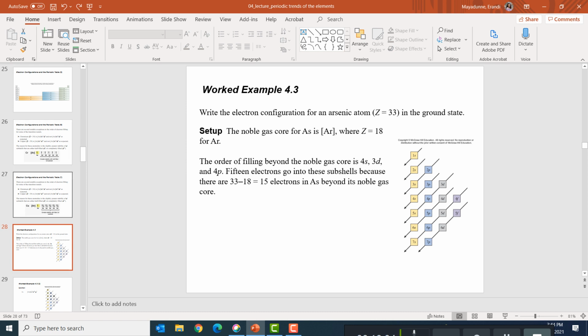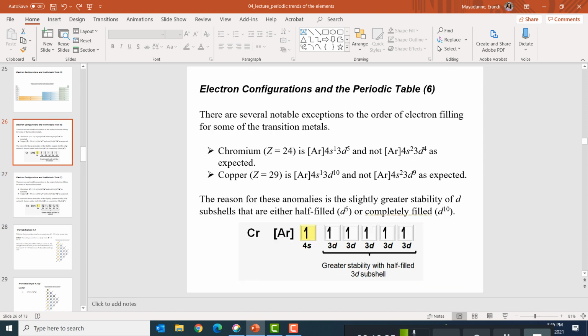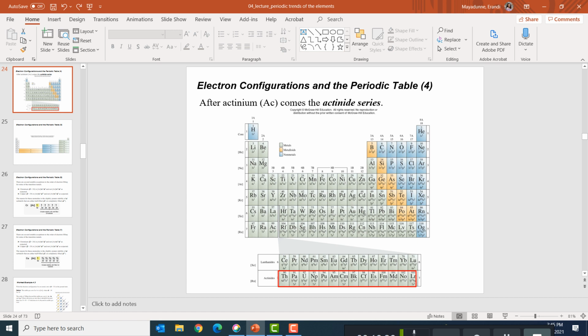So I have a question. Write the electron configuration for an arsenic atom in the ground state, which is Z equals 33. So you look at where arsenic is. It's an easy way. You look at where arsenic is in the periodic table. Arsenic is here. So you look at the closest previous noble gas, which is argon. Argon is 18, but you have 33 now. So you write argon within brackets, and then you start.